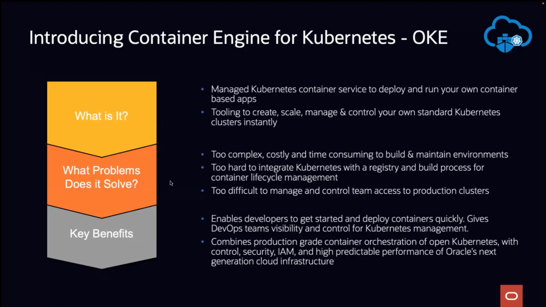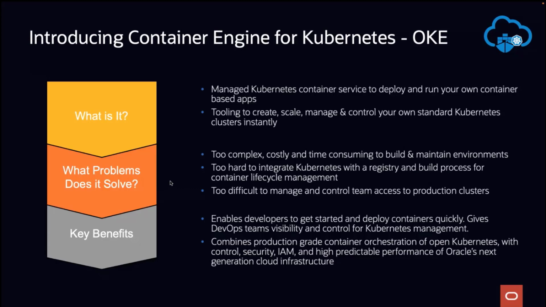Also, it is too difficult to manage and control a production cluster, so we can make different clusters and different namespaces. You can go with test, dev or production, and it solves this very quickly. The key benefits we get from Oracle Container Engine for Kubernetes enable developers to get started and deploy containers very quickly.